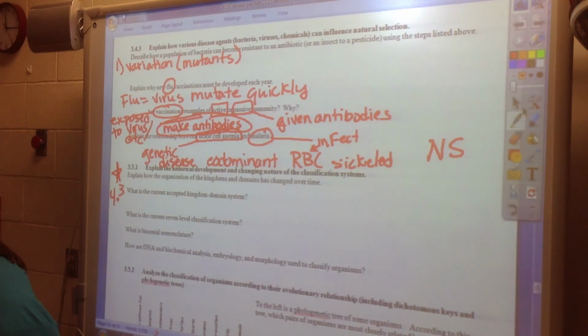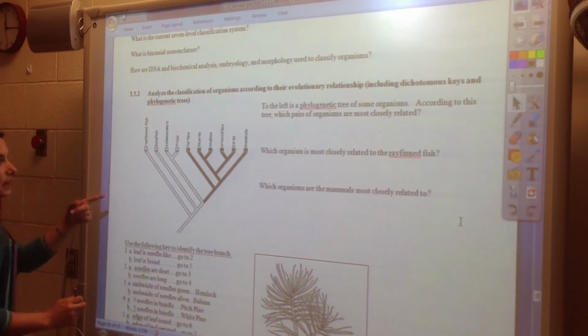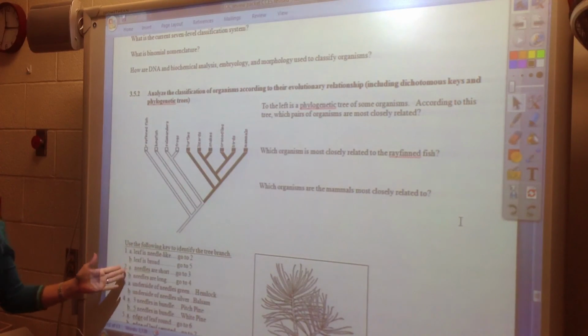And then finally, the very last part looks at phylogenetic trees and dichotomous keys. So again, I'm not going to tell you the answers, but you do need to do these two problems with the phylogenetic tree and the dichotomous key. And this is where we'll stop for today, but make sure that you got all the way through everything that's on the board.